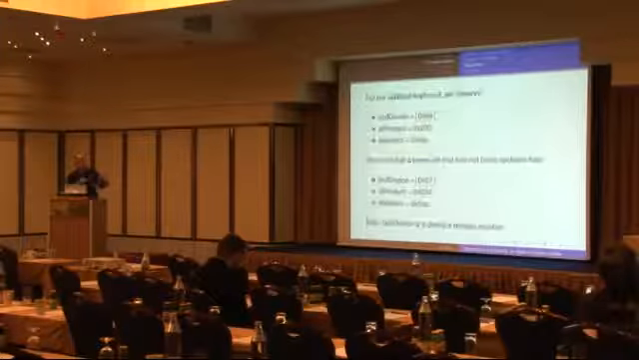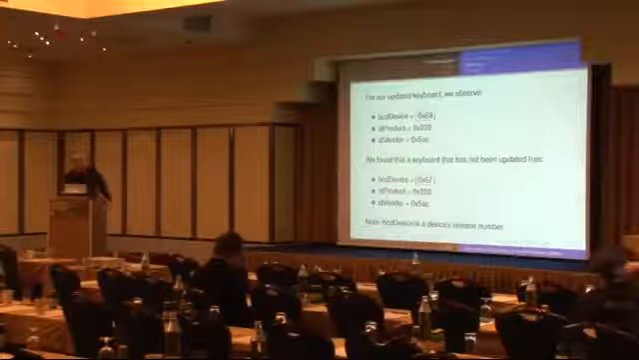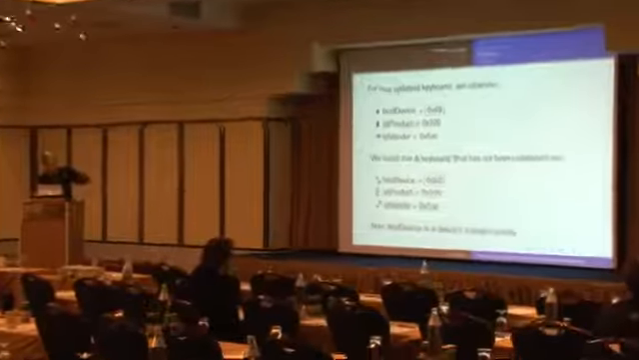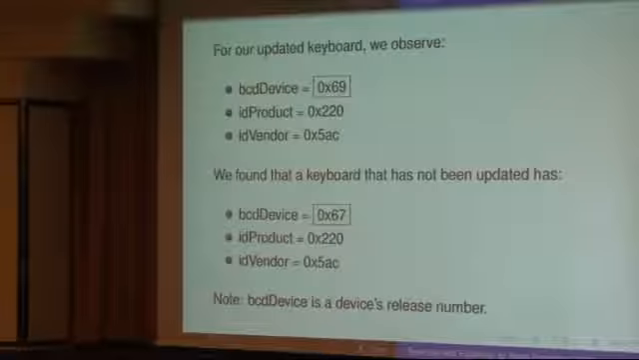From a high-level view, if we look at these values for an updated keyboard, there's this bcdDevice value, product ID, and vendor ID. Apple's vendor ID is 05AC, and this USB keyboard has a product ID of 0220. Whenever it's been updated, the bcdDevice value is hex 69, but whenever it hasn't been updated, it's hex 67. This is the mechanism by which they can tell whether or not the keyboard has been updated. It's kind of like a revision number, so to speak.